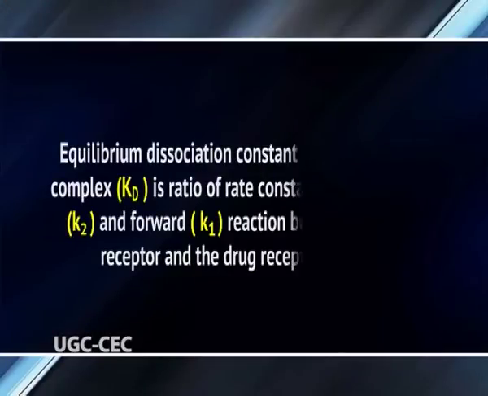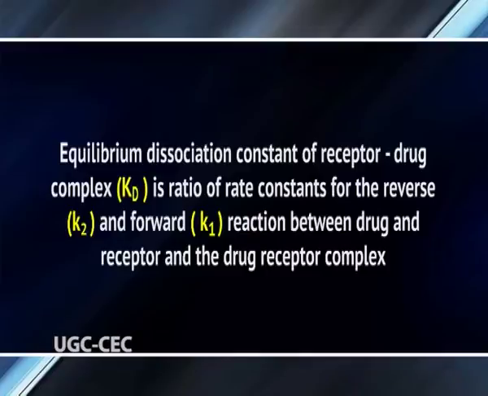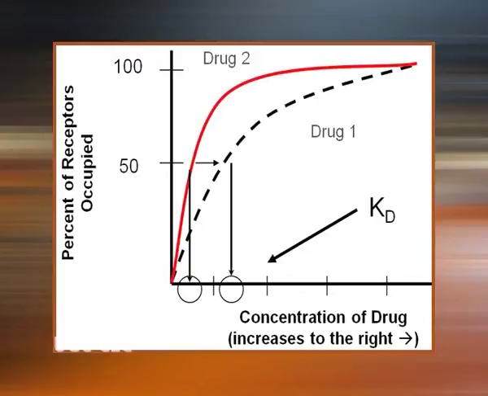The equilibrium dissociation constant of the receptor drug complex, that is Kd, is the ratio of the rate constants for the reverse, that is K2, and forward, that is K1, reaction between the drug and receptor and the drug receptor complex. Kd is also the drug concentration at which the receptor occupancy is half of maximum. Drugs with a high Kd dissociate rapidly from receptors. Conversely, drugs with a low Kd dissociate slowly from receptors. These effects impact the rate at which the biological response ends.